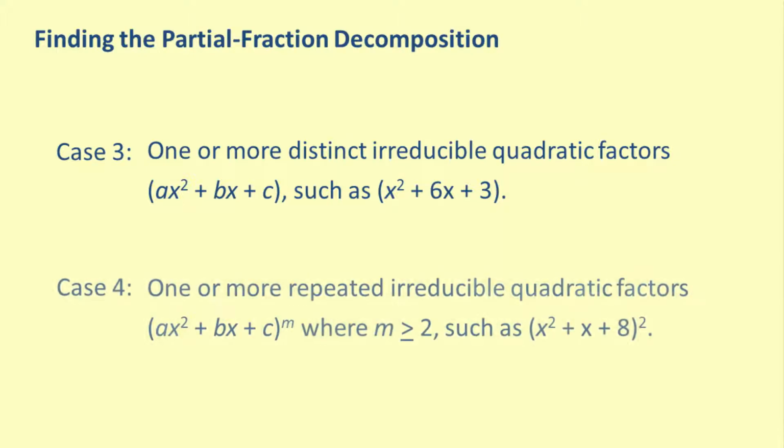And finally, in case 4, the denominator would comprise one or more repeated irreducible quadratic factors of the form ax squared plus bx plus c to the m power, where m is greater than or equal to 2, such as the quantity x squared plus x plus 8 squared. Note that each case specifically refers only to the denominator of the expression.